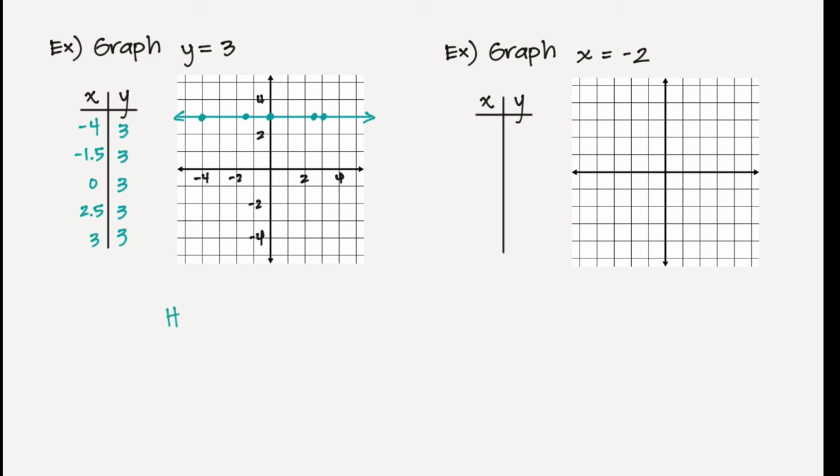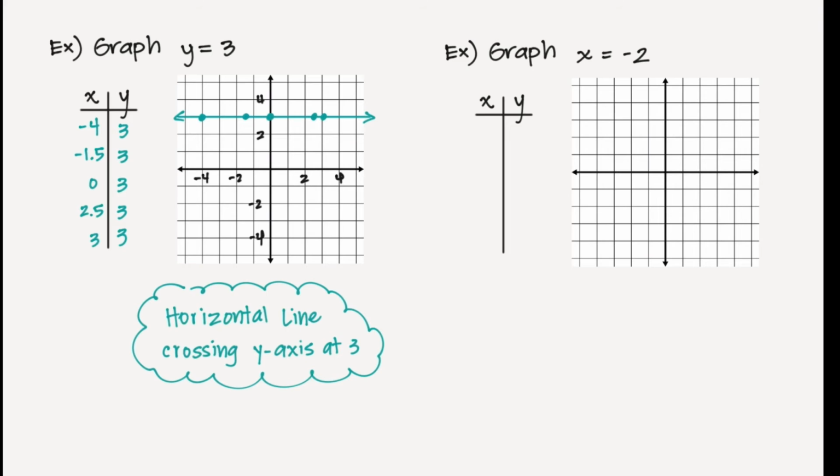So what I want you to notice is whenever it just says y is equal to a number, it's always going to be a horizontal line that is crossing the y-axis at whatever that number is. So for instance, this time it's crossing at 3 on the y-axis.